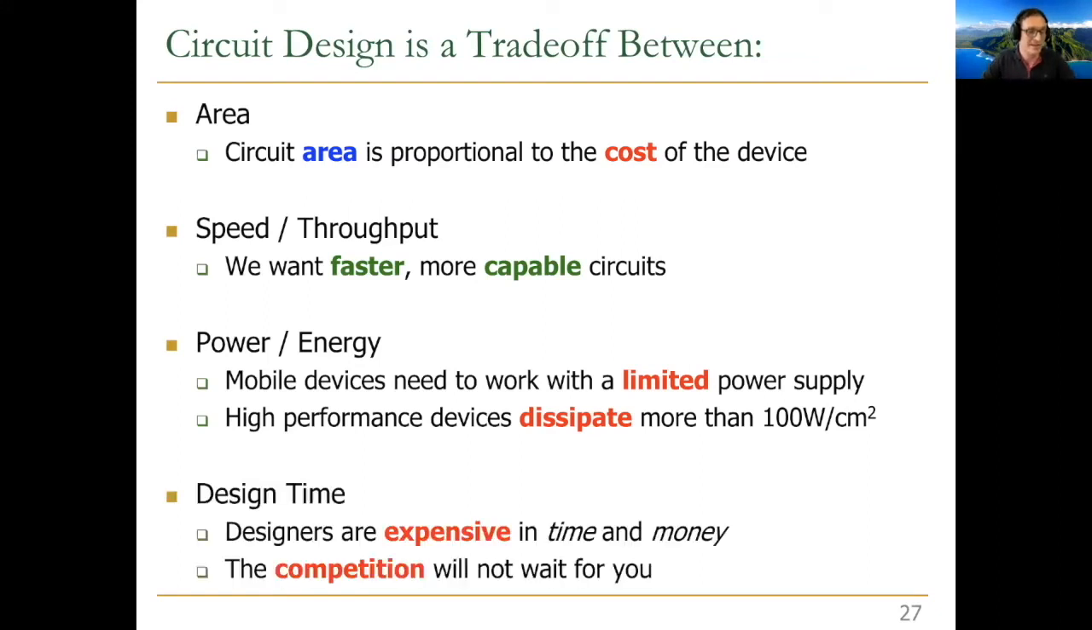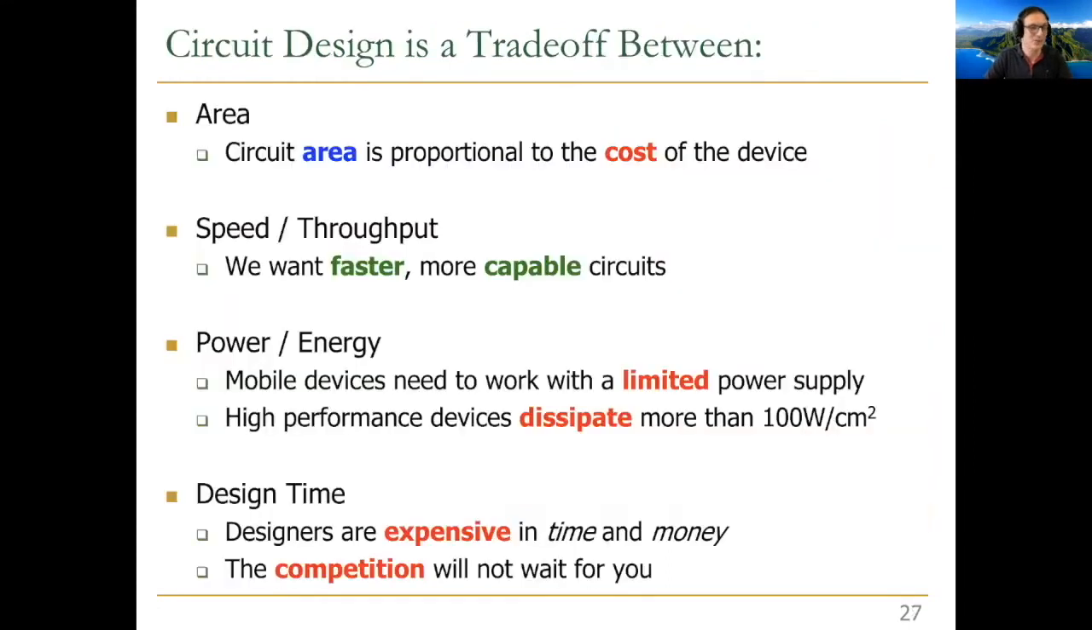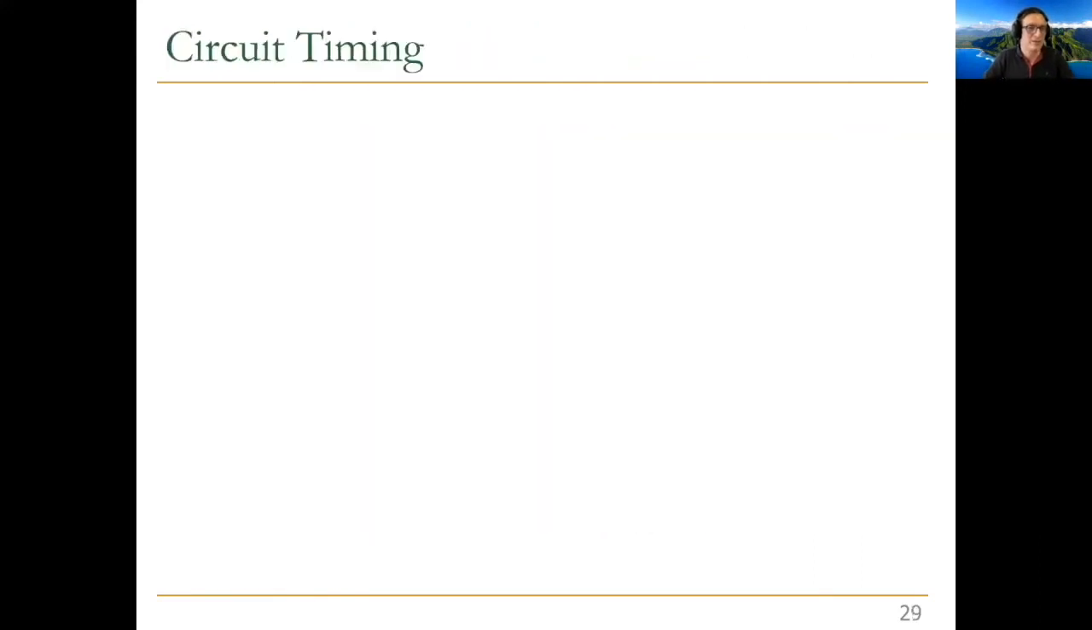And also you have the design time, which is important, as we discussed at the beginning of this lecture. Clearly, I should call this design and verification time. Designers and verifiers are expensive in terms of time and money, and if you are too late in designing and verifying and putting out your circuit to market, the competition may already have surpassed you. So this is really important as well. All of your efforts would be useless if you're not quick enough, basically. And requirements and goals clearly depend on the application, and there are many, many applications. But if you're good at all of these, clearly you're very competitive, even if your application is very specific to something, right? Okay, so we'll talk about circuit timing.